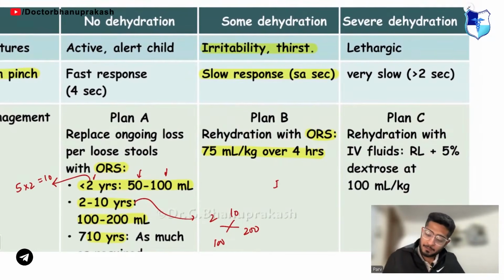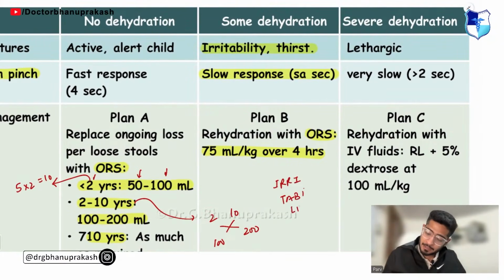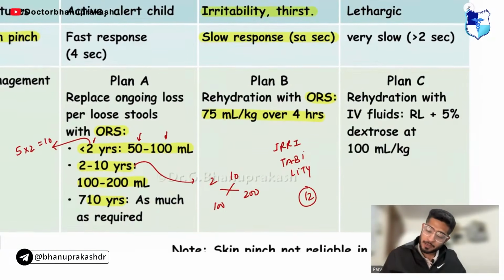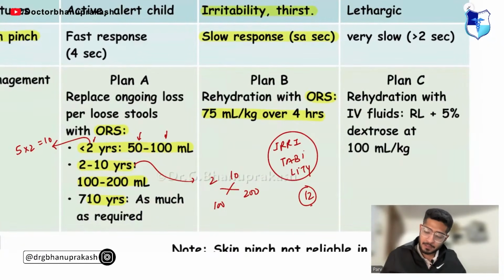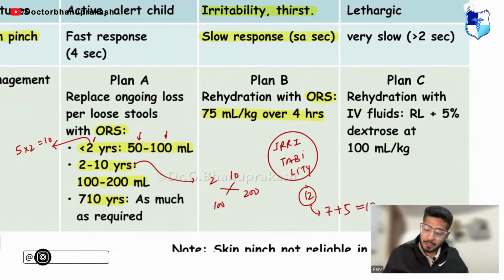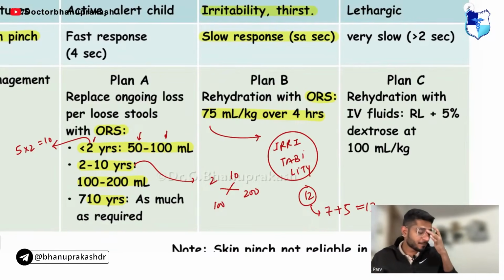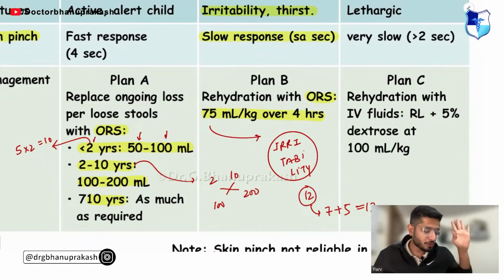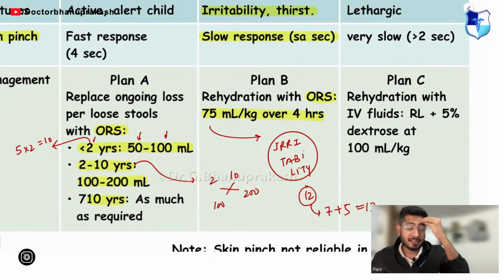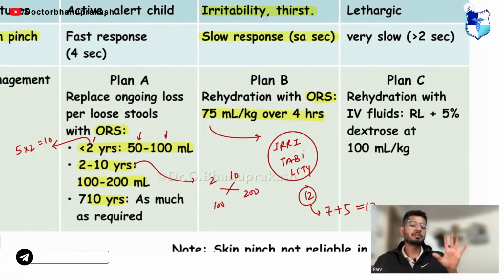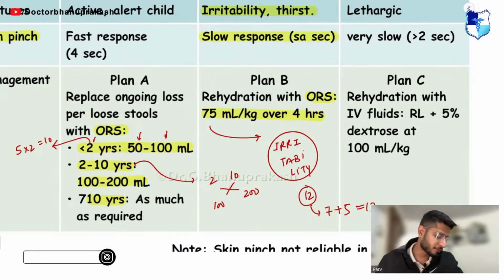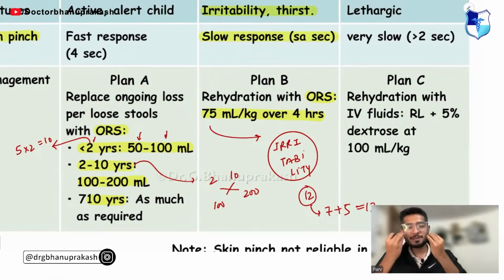So remember, IRRITABILITY. So basically you have got 12 words, and these 12 words are actually nothing but 7 plus 5, that is equals to 12. So this is the 75 ml per kg. भाई ये mnemonics कहीं नहीं मिलेंगे. These mnemonics you are not going to have in any textbook, and you can't remember all these things without mnemonics. So that's why I'm going to give you all this. ये मेरी मेहनत है मेरे बच्चों के लिए.